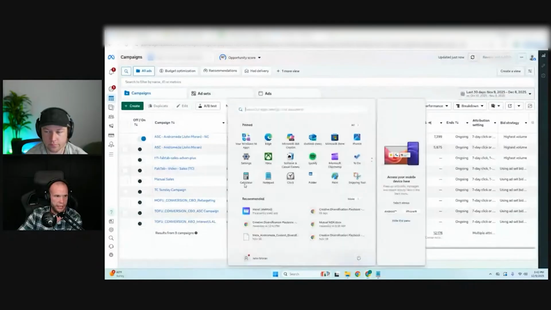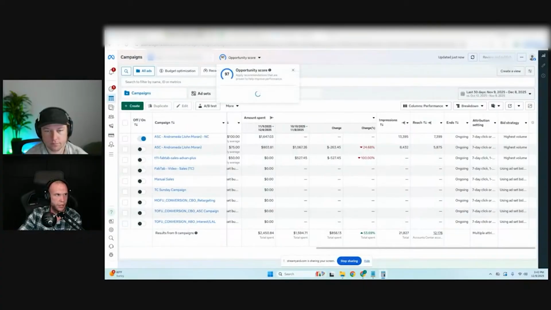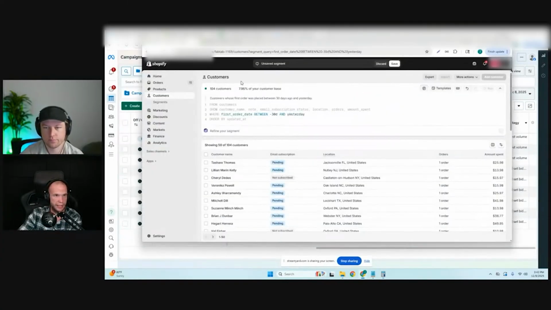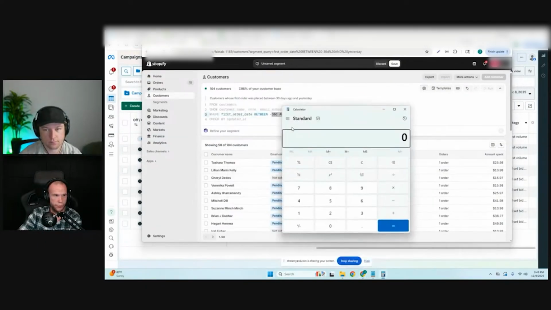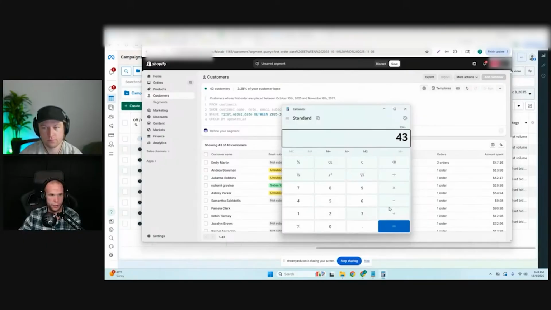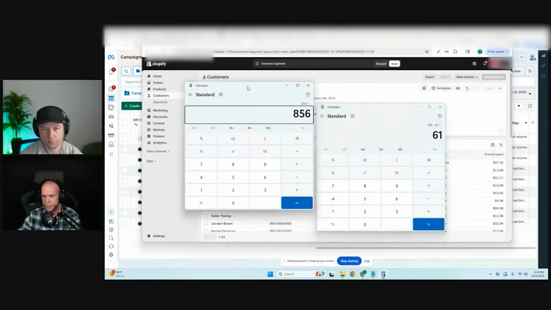So pull out your handy dandy calculator, and we say, okay, we have $856 in spend. If we look at our customers, which is this tab here, and we look at the last 30 days and yesterday, we have 104. I know I have more new customers minus the previous period of 43. Then we have to look at 104 minus 43. We have 61 new customers, cost us $856. So 856 divided by 61 is coming in at a $14 NCAC.